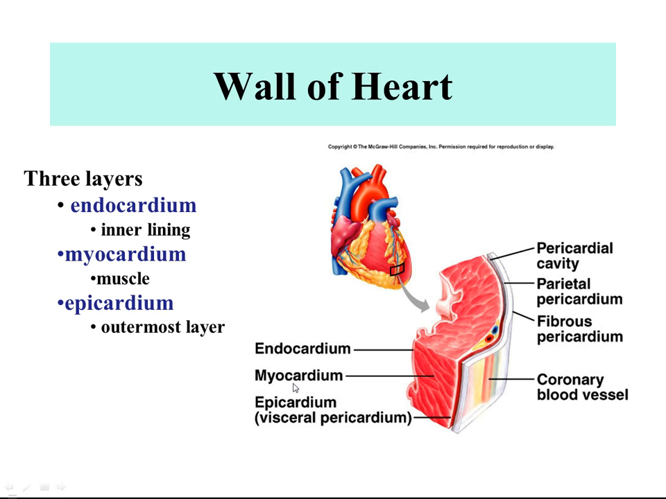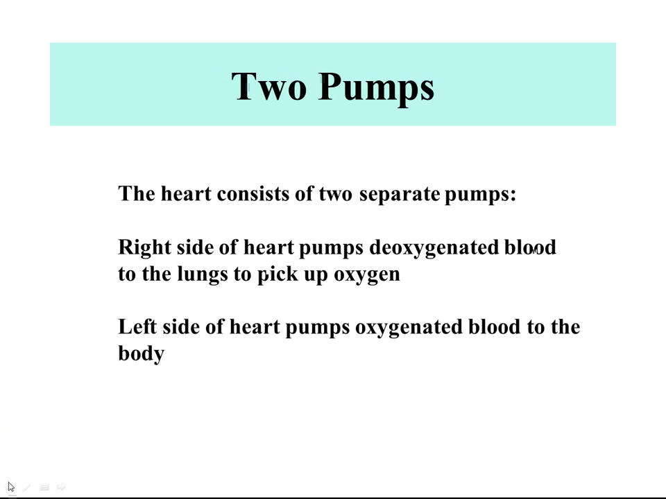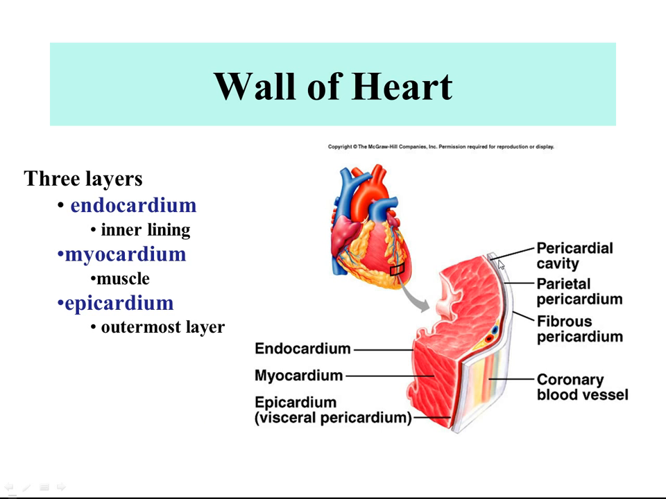Myo tells you exactly what type of tissue this is. Remember, we said that's a prefix that means muscle. So cardiac muscle is found in the myocardial layer. Epi means upon, so upon the heart is the visceral pericardium, also known as the epicardium. So here's that fibrous pericardium. The fibrous pericardium lined with the parietal pericardium, a little bit of space with the pericardial fluid, and then lining the heart itself would be the visceral pericardium or the epicardium.